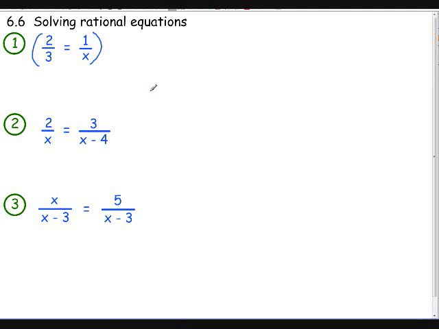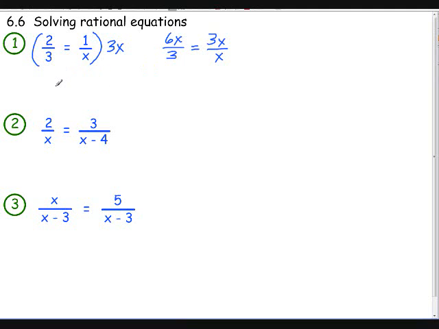If I go to rationalize this, my least common denominator is 3x, so I could multiply everything through by 3x. I would have 6x over 3 on my left-hand side, and 3x over x on my right-hand side.